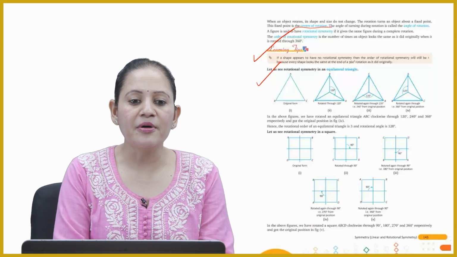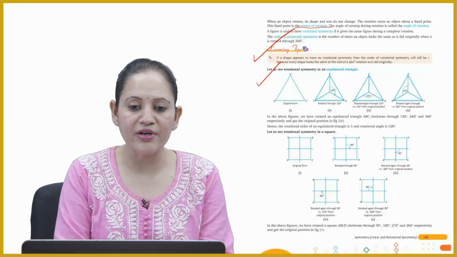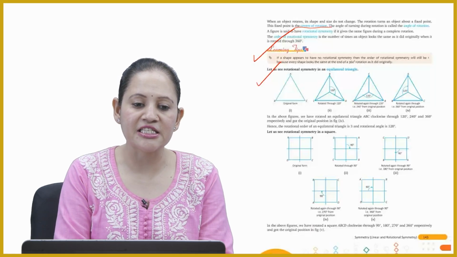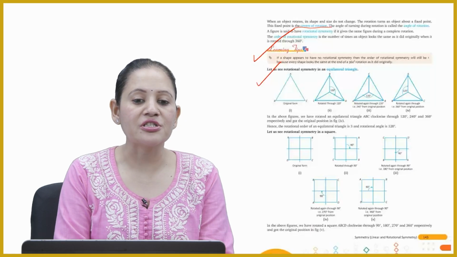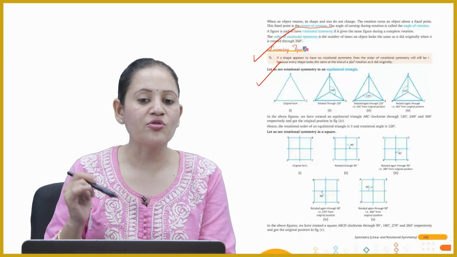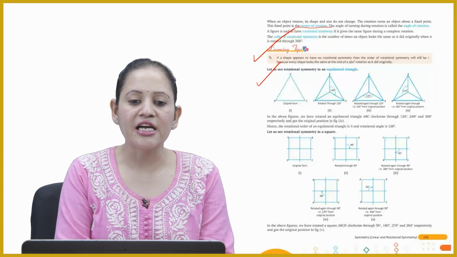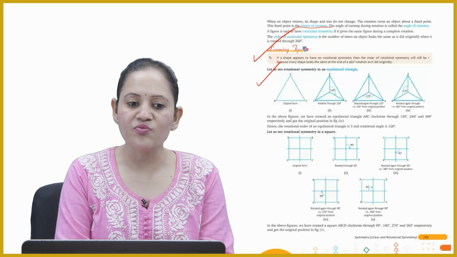In the above figure we have rotated the equilateral triangle ABC clockwise around 120 degree, 240 degree and 360 degree respectively, and got the original position. So 3 times the figure comes into original position. Hence the rotational order of the equilateral triangle is 3 and rotational angle is 120 degree.